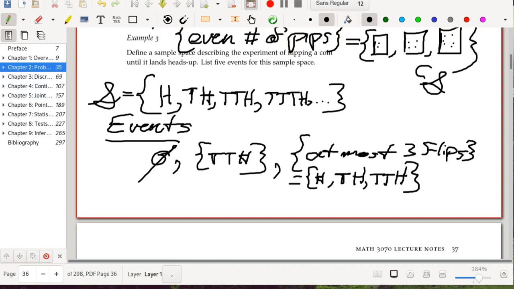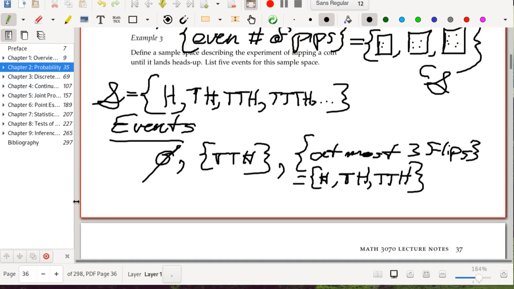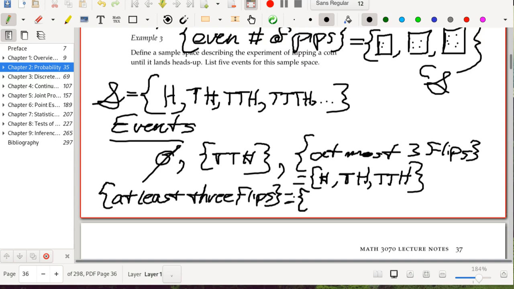What's another event? Another possible event would be, in words, at least three flips. That seems reasonable. What would that translate into? That would be the event where you flip it three times or more, because it's at least three flips. So tails, heads. And tails, heads has at least three flips since it has four flips. And tails, heads has five flips, so that counts. And in fact, there's an infinite number of such flips.